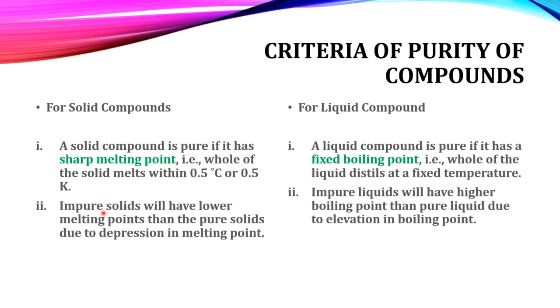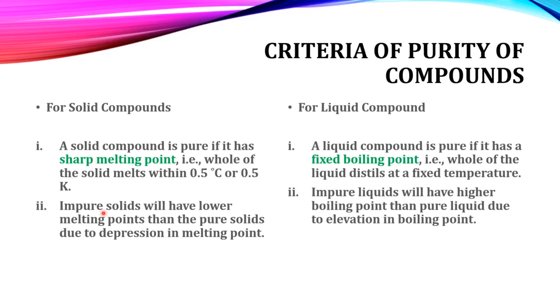Whereas if its melting point is lower than the expected value, you figure out that there is a decrease in melting point, or you can say depression in melting point, then you can conclude that it's an impure compound. Now, this concept of depression in melting point is something which you learn under colligative properties in higher classes. So you don't need to worry about that. For the time being, just remember that when there are impurities in solid compounds, there will be a depression in melting point.